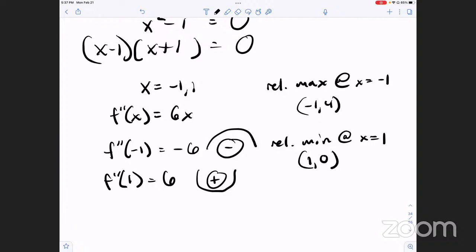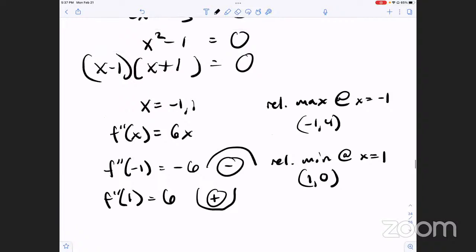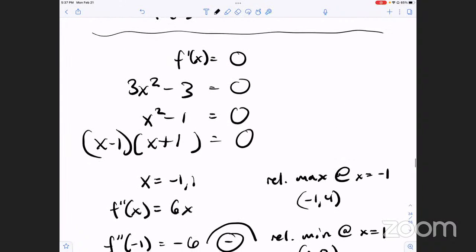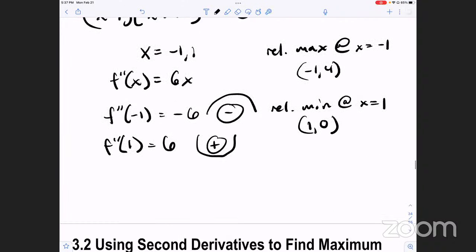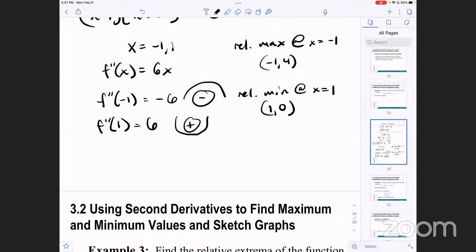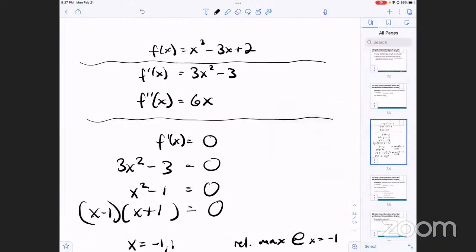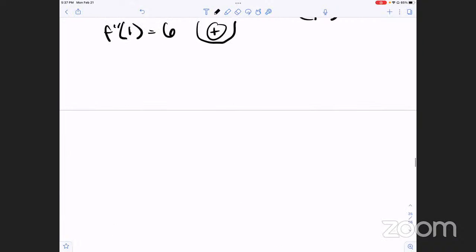And then let's find the point of inflection. So let me add the page. Let me see the time. I can hang out for another 10 minutes. Okay.